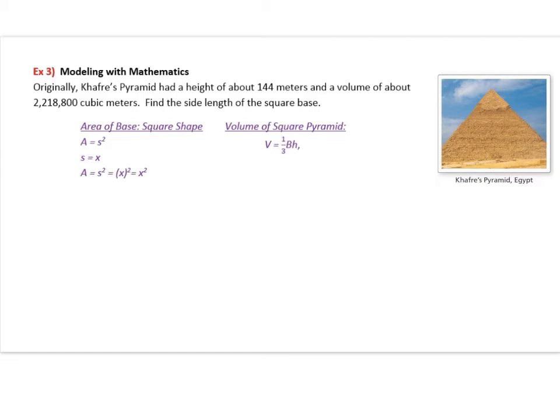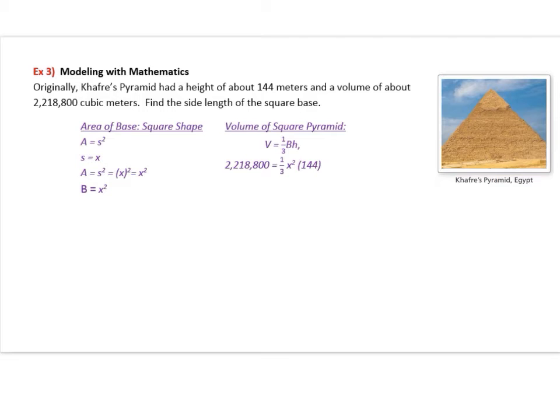So when we plug in x to our formula, we know that the area of our base is going to be x squared. So we're going to plug that in for capital B. And then the height we know to be 144 meters. And then the volume we happen to already know to be 2,218,800 cubic meters. So we'll substitute that in for capital V.